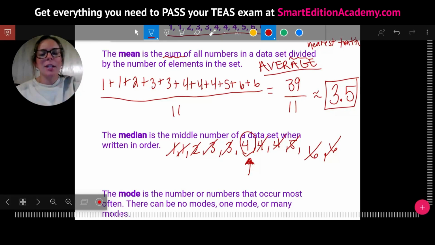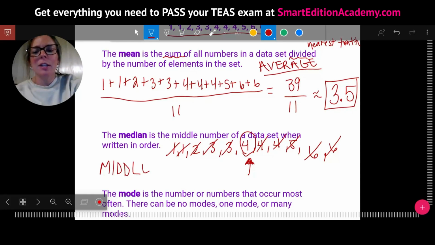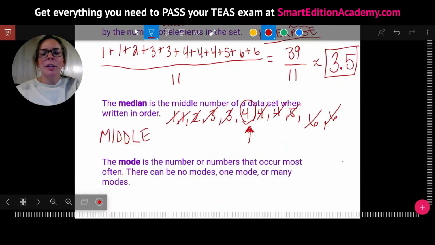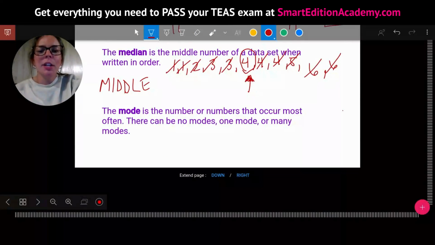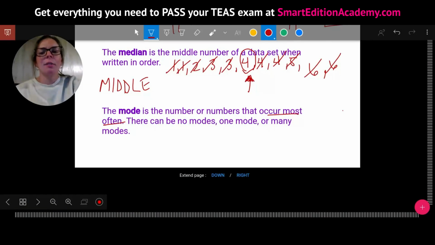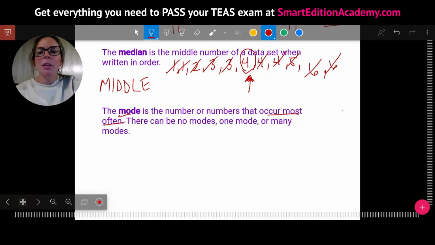Okay, so mean is the average. Median, you can just think of the middle, like when you're driving a car, the median is in the middle of the lanes. And then the mode is the number or numbers that occur the most often. Mode, M-O, most often. There can be no modes if they all occur the same amount of times. There could be one mode if one occurs more often than the others, or there could be many modes. There could be multiple different modes depending on the type of data set.